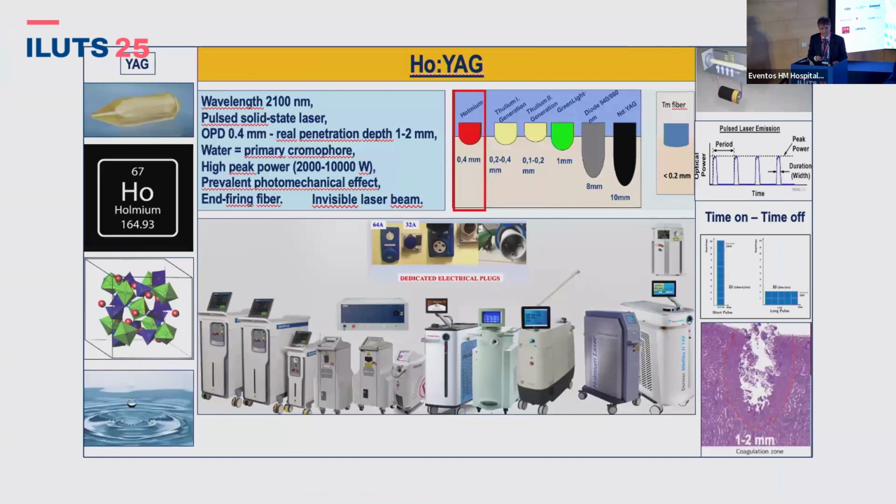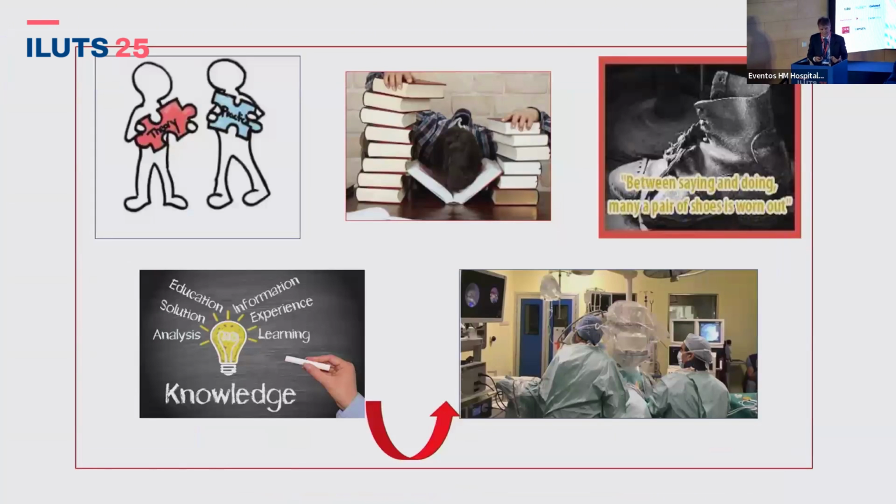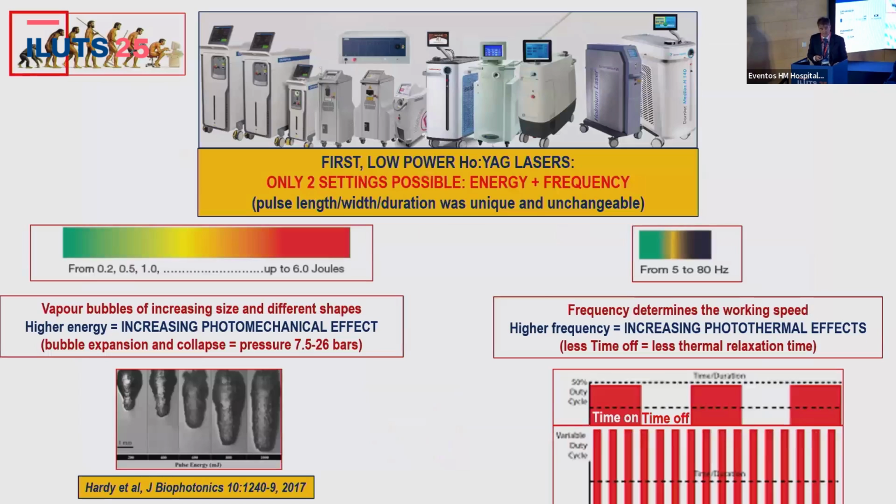And you know the characteristic of the holmium. I want to underline that it is really important for the new urologist to know everything about the laser characteristics, the laser features, because it's really important to adapt our technique to the laser that we are using. So when we start to use holmium, we have two parameters to be defined. One is energy, and the other one is the frequency.